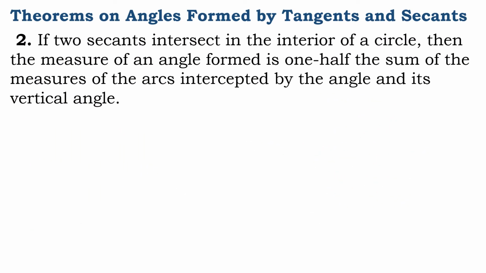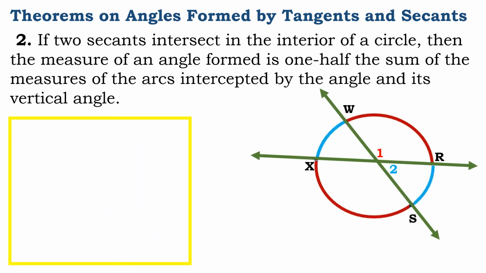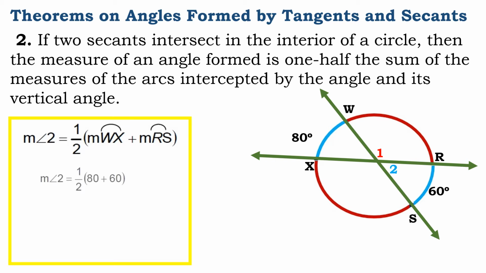Let us now find the measure of angle 2. So the intercepted arcs of angle 2 are arc WX and arc RS. For example, if the measure of arc WX is equal to 80 degrees and the measure of arc RS is equal to 60 degrees, therefore the measure of angle 2 is equal to 1/2 the measure of its intercepted arcs, which is the measure of arc WX and the measure of arc RS.